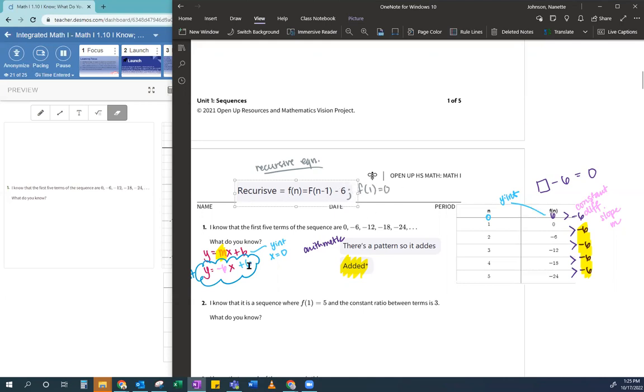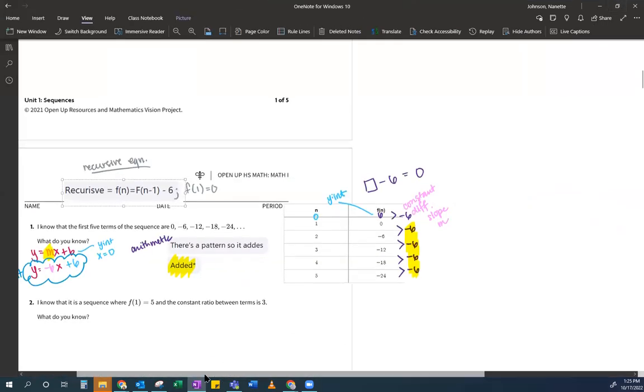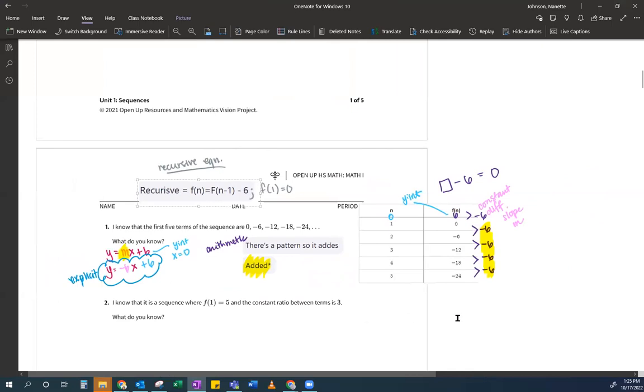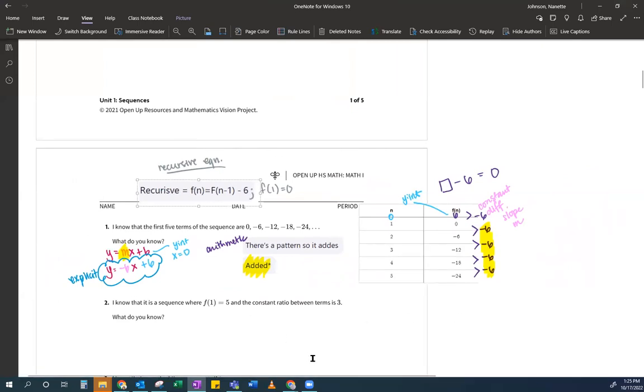Okay, so here's your recursive, here's your explicit. Now, let's make fun of this really quick. Which part of this do you not like? That's the part that you need to pay attention to. Whichever part you don't like, if you don't like writing a table, do the table first. If you don't like finding the constant difference, walk very carefully around this part right here. If you don't like finding the y-intercept, maybe that's the first thing that you should find.